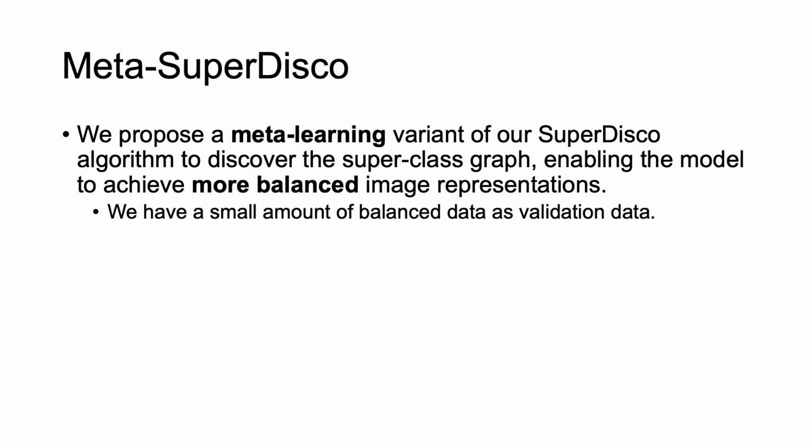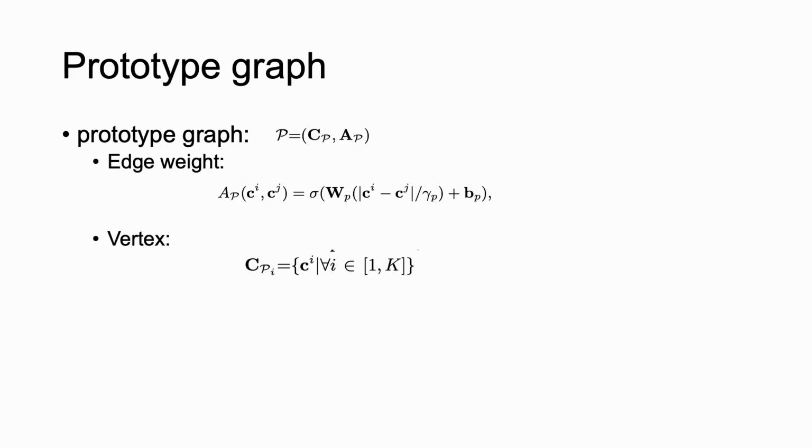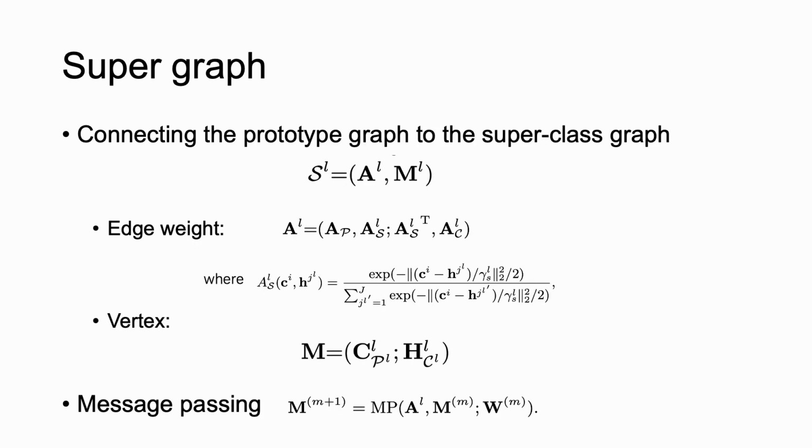We also propose a meta-learning variant of SuperDisco to discover the superclass graph, enabling the model to achieve more balanced image representations. In this scenario, we have a small amount of balanced data and validation data. Then we use this balanced data to construct a prototype graph, P. Combining this prototype graph and the superclass graph, we can get another supergraph S. Then we also use message passing to get the refined features.